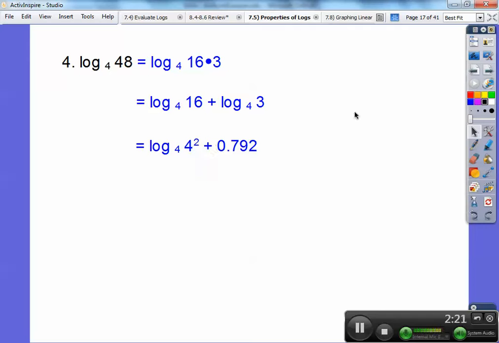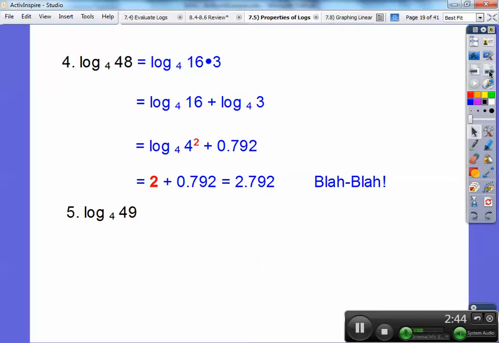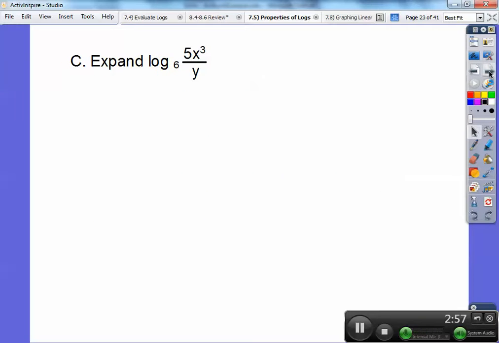And if you saw the last lesson, which was 7.4, then you can do the blah blah rule. As long as these numbers match up, this equals this exponent right here, 2, and I call it the blah blah rule. So this simplifies to 2, and 2 plus 0.792 is 2.792. Okay, log base 4 of 49. That's going to be log base 4 of 7 squared, and that 2 comes out in front and multiplies. They gave me the decimal log base 4 of 7 is 1.404, so you multiply it by 2, you get 2.808.